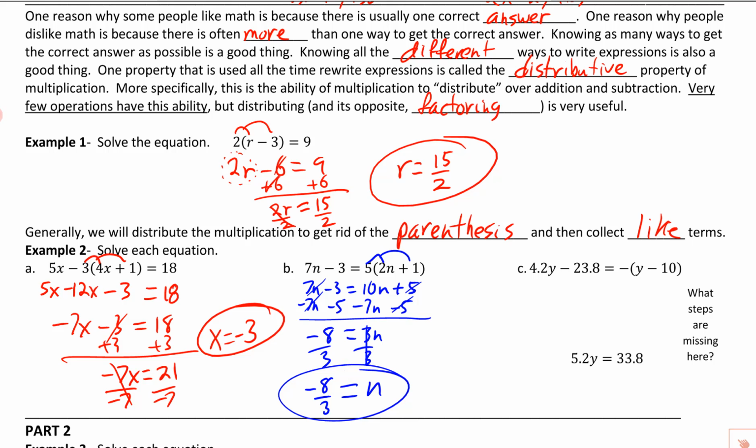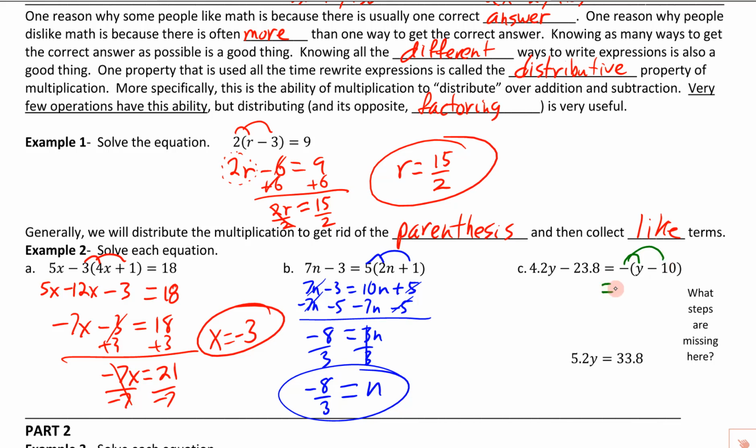Okay, let's take a look at this last one for today's discussion. We've definitely got some ugly decimals here. On this side, not too bad, but we do need to get rid of those parentheses. So what we're going to do here, that negative really means it's a -1. So we call this distributing the negative through. So here's what we're going to do. We're going to do a negative times y and a negative times -10.